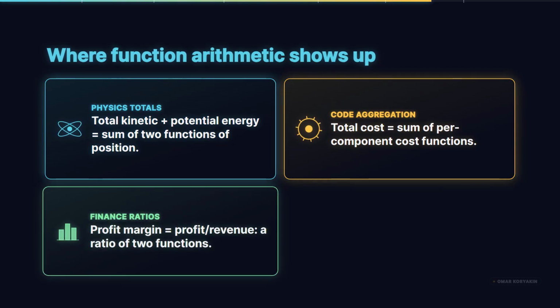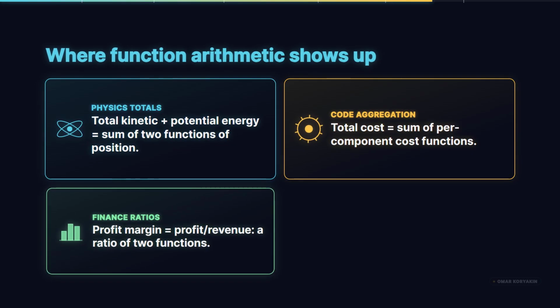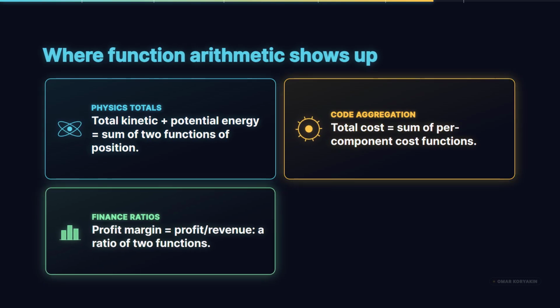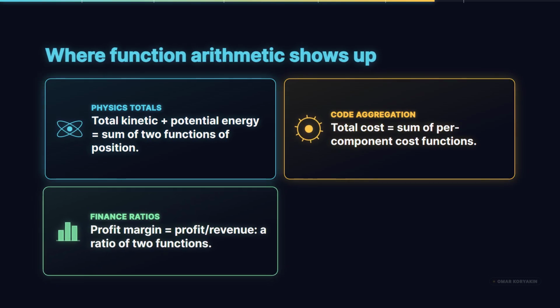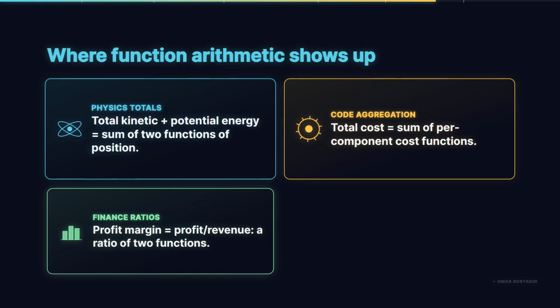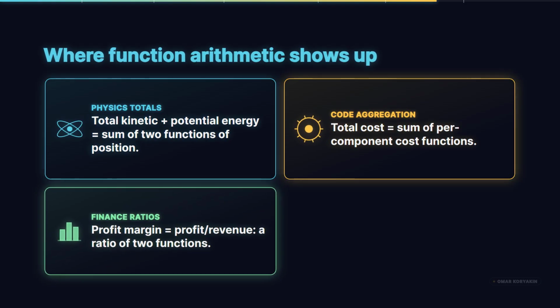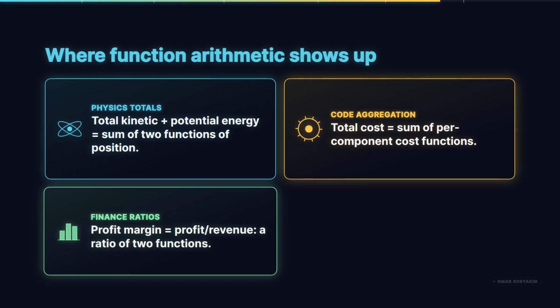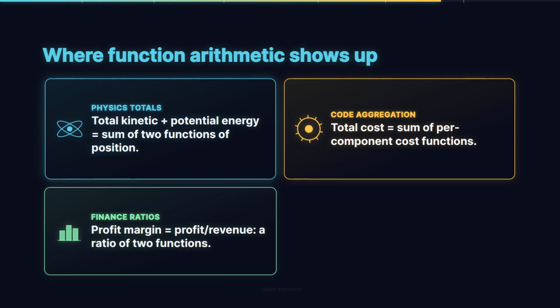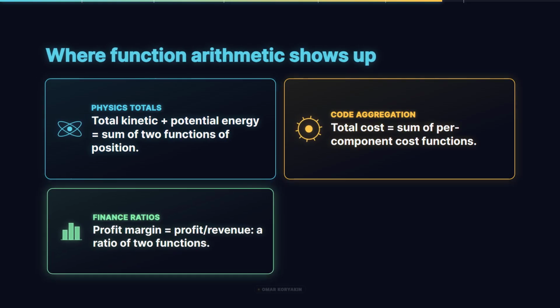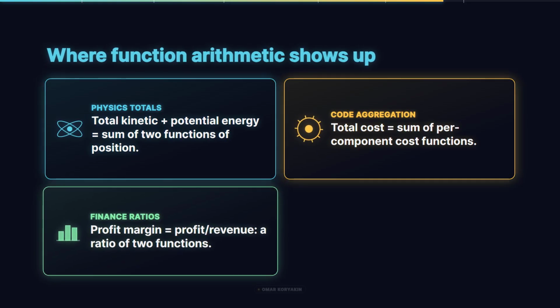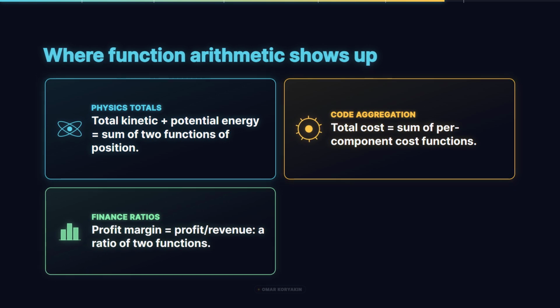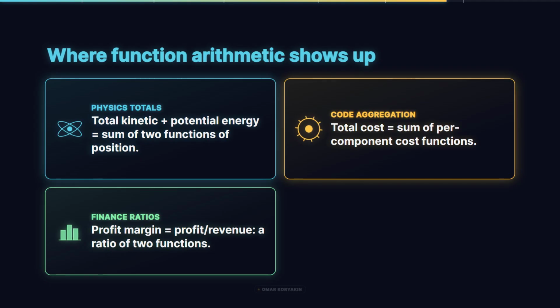In finance, profit margin is computed as profit divided by revenue, where both profit and revenue are functions of business activity. The margin function is therefore a function division of two underlying functions, and the analysis of the margin's behavior depends on the analysis of the two component functions. Similar ratios appear for return on investment, cost to income ratios, debt to equity ratios, and many other financial metrics.